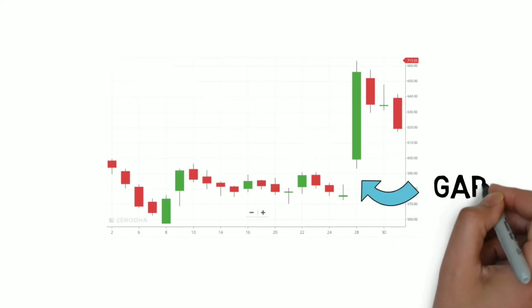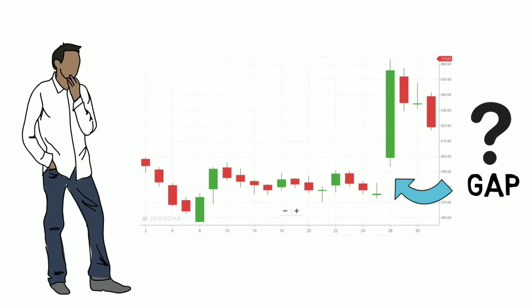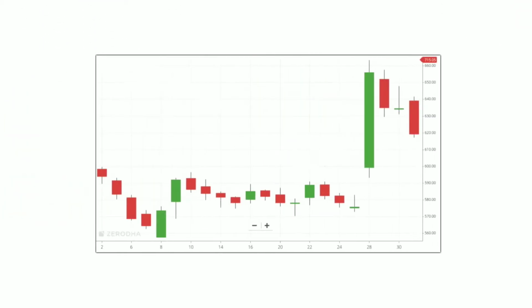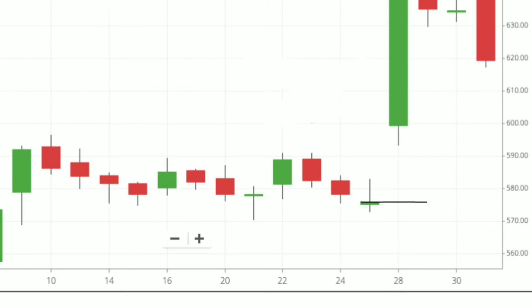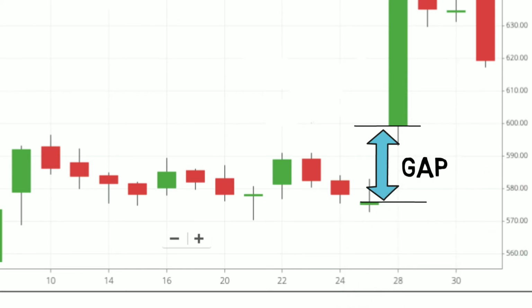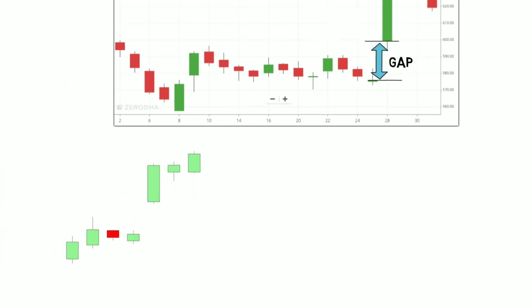Now let's get started. But what is a gap in the chart? Some of you already know about this concept, but for those who don't know about it, let me tell you in a simple way. When a stock closes at some point and does not open at the same point where it closed, then we call it a gap. If it opens higher than the closing price, then it is known as gap up.